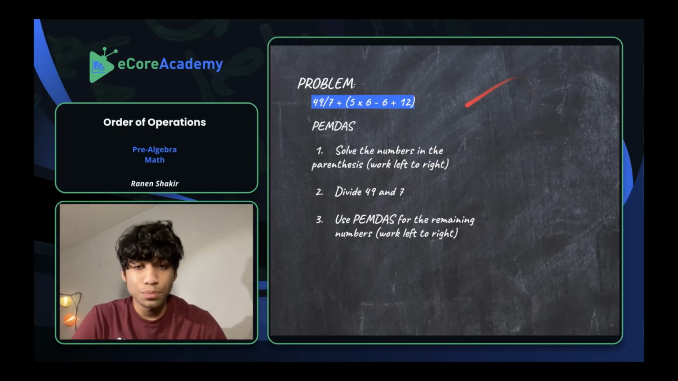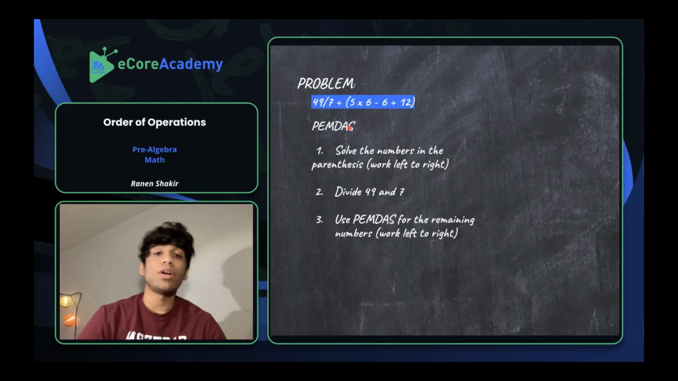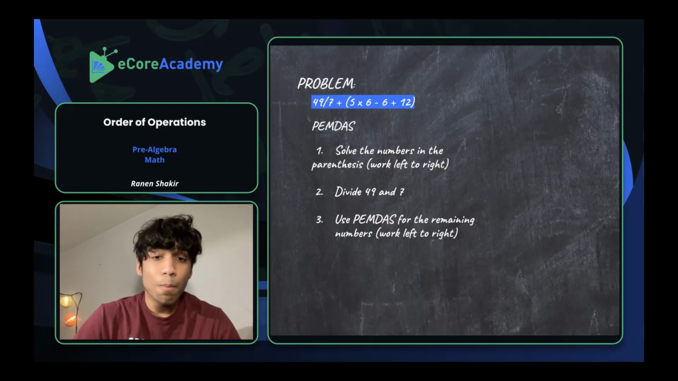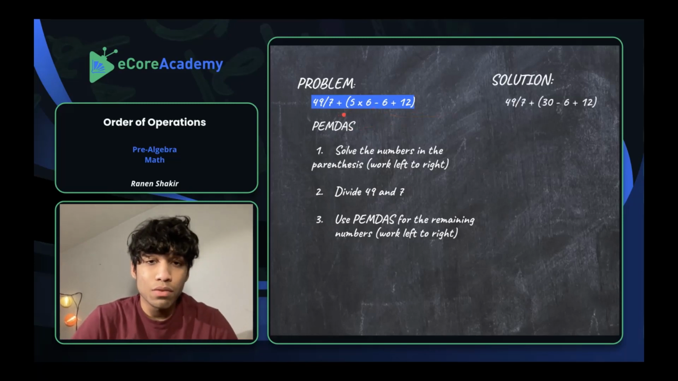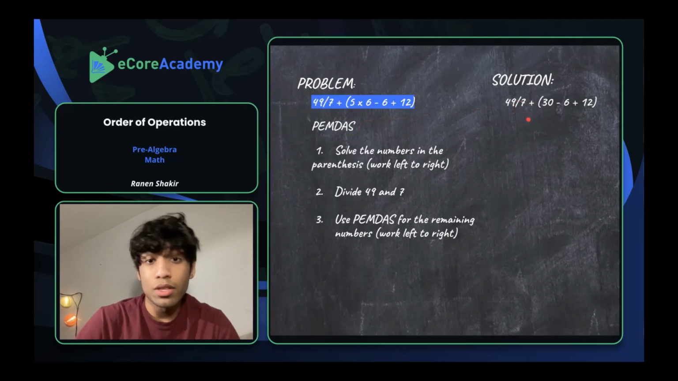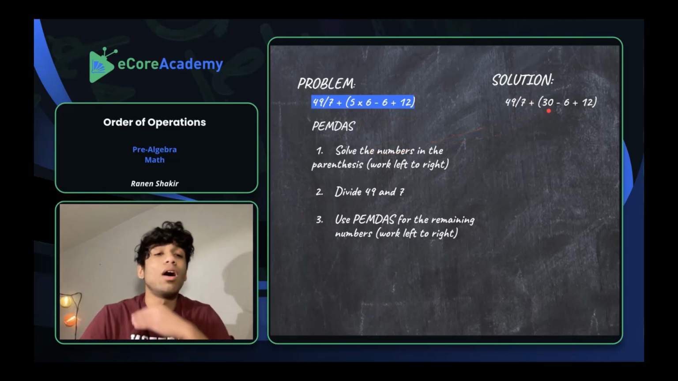Okay, here we go. The first thing we need to do is solve the numbers in the parentheses. Hopefully you did that right. And you have to work from left to right. When we do this, we have to multiply the 5 and the 6 first, since multiplication comes before subtraction or addition in PEMDAS. Hopefully you did that first, and then you get 30, because 5 times 6 is 30. The next thing is to work from left to right using PEMDAS.